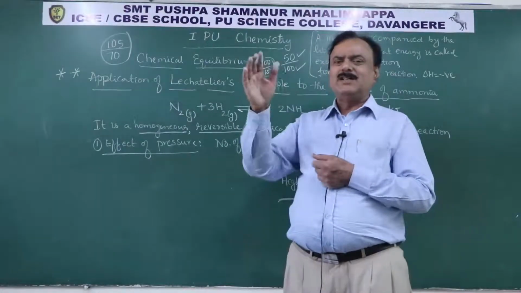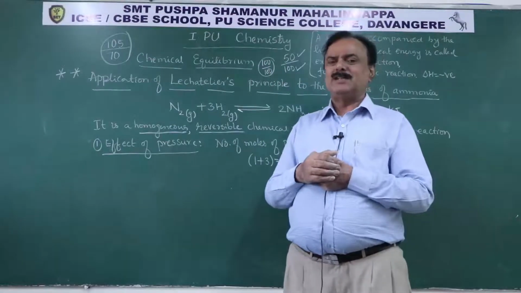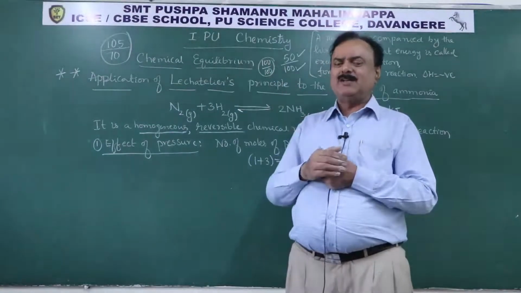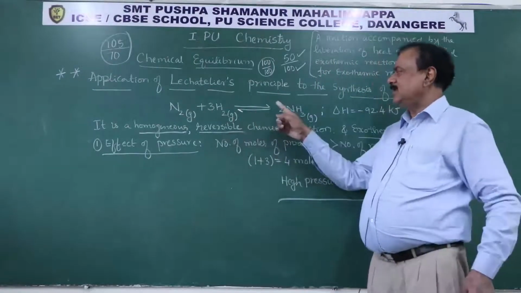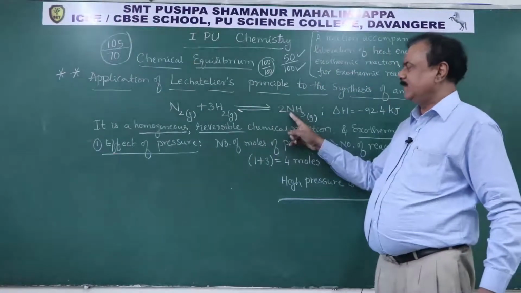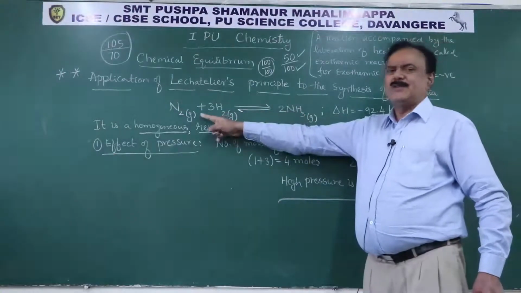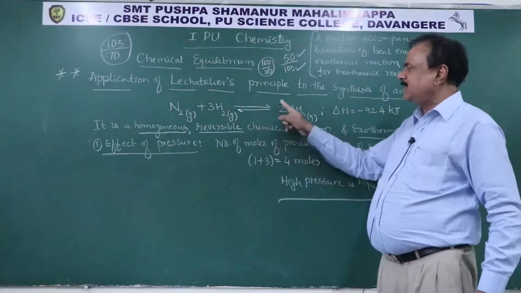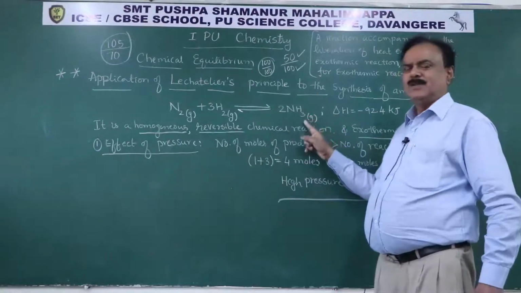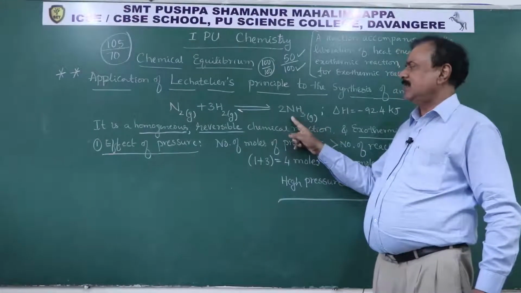In such cases, the system decreases the effect of the applied constraint. The pressure decrease will occur. Therefore, an increase in pressure favors the forward direction, and a decrease in pressure favors the backward direction. When pressure is applied beyond a certain limiting value, then ammonia decomposes.